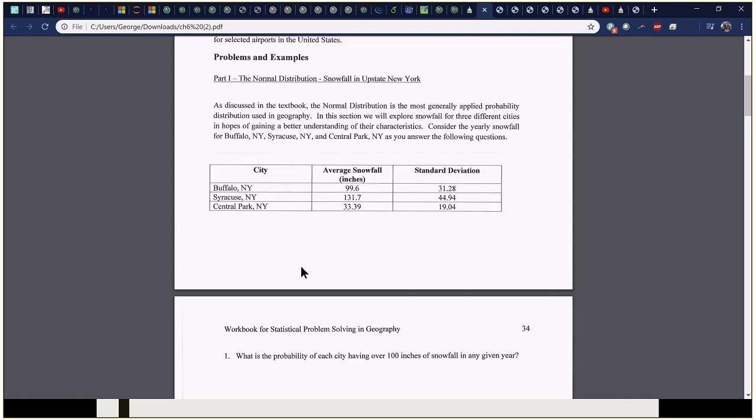And so what we want to know is what's the probability that it's 100, right? For the first one. Yeah, so 100 is right there. Over 100 in any given year. Okay, so the probability is 100 or more. So if 100 is right there, what that question is asking you is, what is the area under the curve right here? And so, how do you solve that problem?